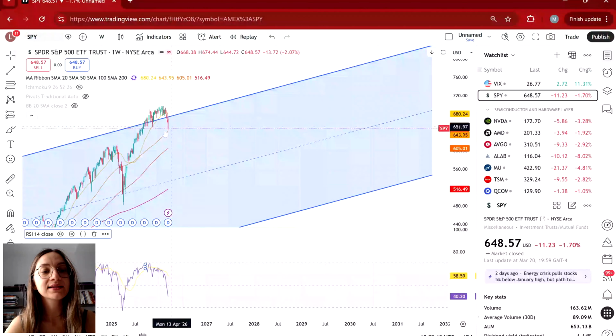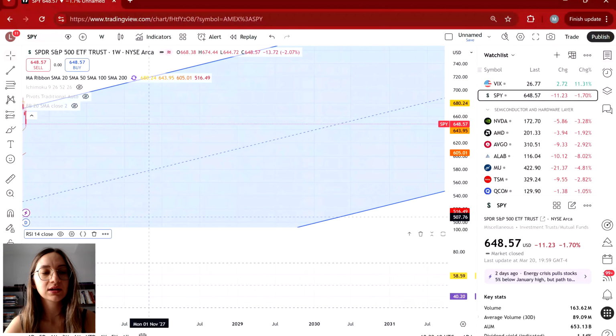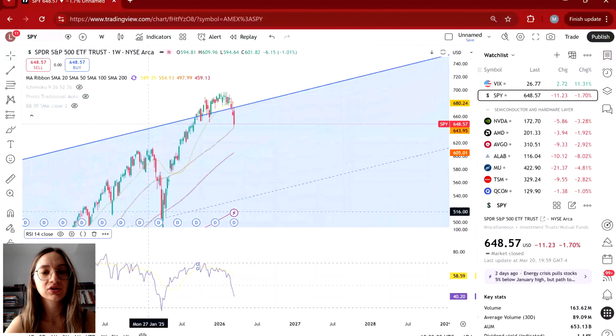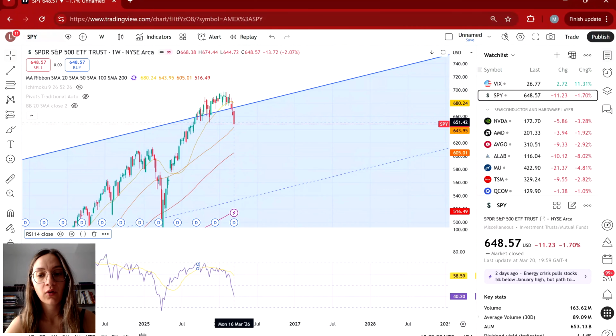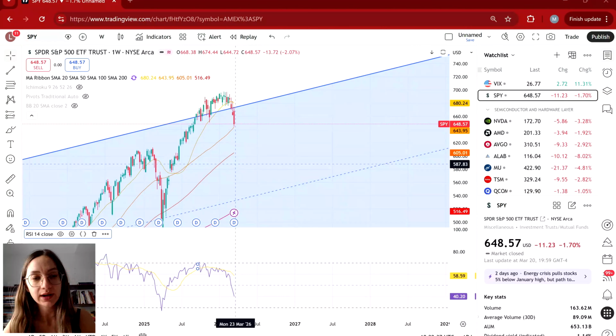Right now, we're testing the 50-day moving average. The 50-day moving average is sitting at 643 levels, and Friday's market low was 644. So the weekly chart is very important to understand the structural health of this bull market.